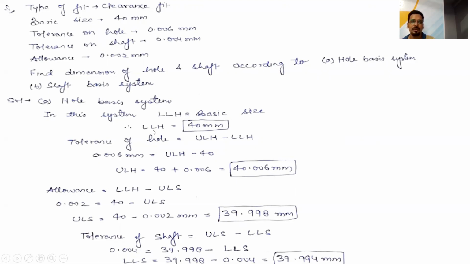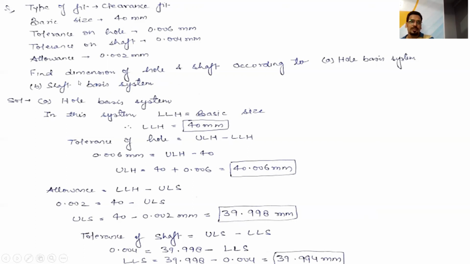So therefore the lower limit of the hole will be 40 mm, because the basic size is given as 40 mm. The tolerance of the hole is given as the upper limit of the hole minus the lower limit of the hole. We have calculated the lower limit of the hole, and the tolerance of the hole is provided. So putting in these values, we get the upper limit of the hole, that is 40 plus 0.006, which is 40.006 mm.